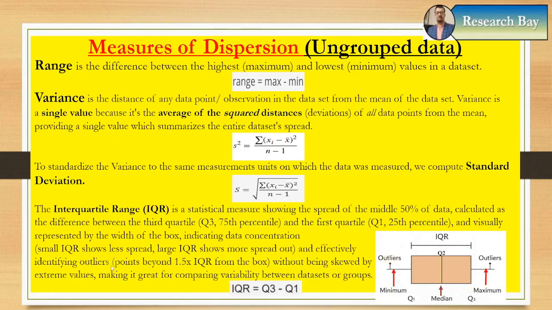So where do these outliers lie? They lie beyond 1.5 times the interquartile range. So whatever interquartile range you calculated, just stay tuned. I'm going to tell you how to calculate this in a while. 1.5 times the interquartile range. Beyond that, you have the outliers on the left and on the right, on the lower and the upper limit, right? So that's how you get outliers. That's why it is great for comparing variability between data sets or groups.